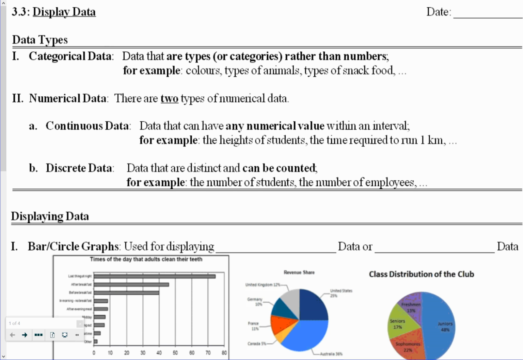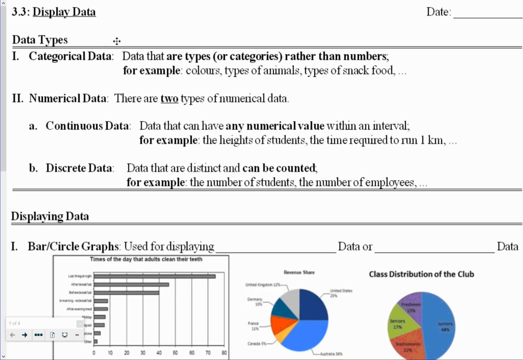So today what we'll be doing is taking a look at the displaying of data. Now, we display data using graphs, and the information on those graphs can be one of two types. One could be categorical data, as you see here, and that has to do with anything where we can group things into different types, like colors, types of animals, and types of snack food.